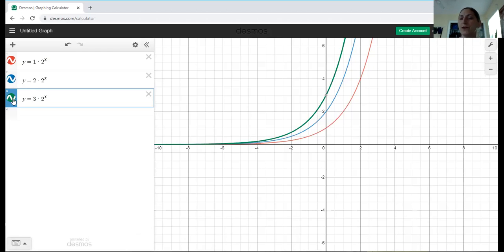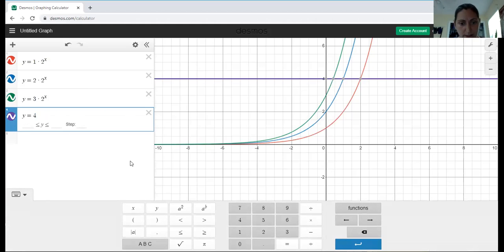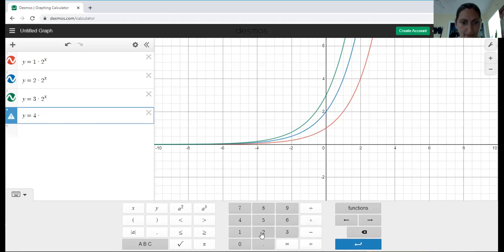Oh, so now not only are we getting steeper, but we're actually changing the y-intercept. So at 1 times 2 to the x, which we don't even bother to write, we just call it 2 to the x, it's going through 1. At 2 times 2 to the x, it's going through 2. At 3 times 2 to the x, it's going through 3. Anybody want to guess what's going to happen when we have 4 times 2 to the x? Yeah, it goes through 4. So, hey, this actually does affect our y-intercept.